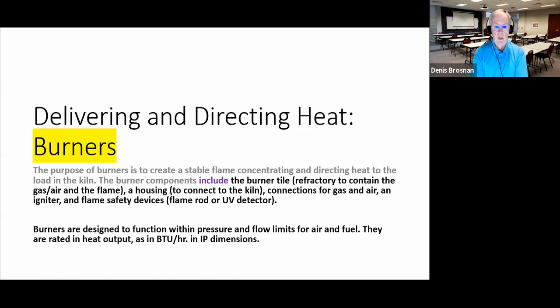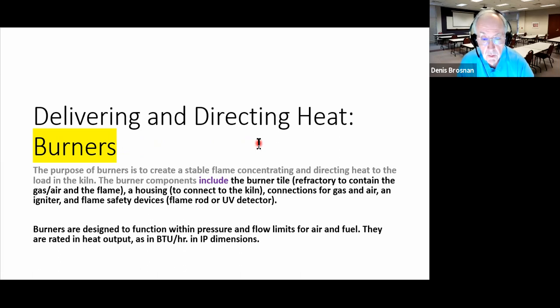Now, having talked about combustion, the second part of this particular class is about burners. We've got to deliver and direct the heat through a burner into a kiln. So remember, a burner is going to be a physical component that injects the combusting gases into the kiln or furnace that we're using. So there are several components. Since we're in ceramic kilns or furnaces, usually we're going to have a ceramic burner tile or refractory component to contain the gases and the flame.